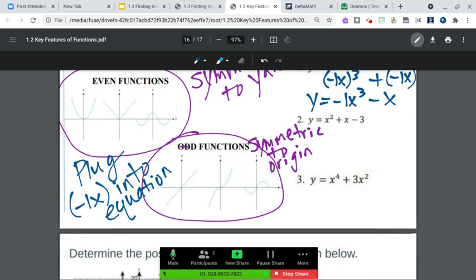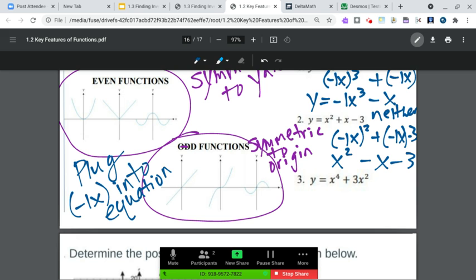Okay, let's do number 2 here. I'm going to plug negative x in for x. So negative x squared plus negative x minus 3. Negative x squared just comes back to be x squared, and then this turns to minus x minus 3. Is it exactly the same? No. Is it exactly opposite? No. So this is neither. This is not even or odd.